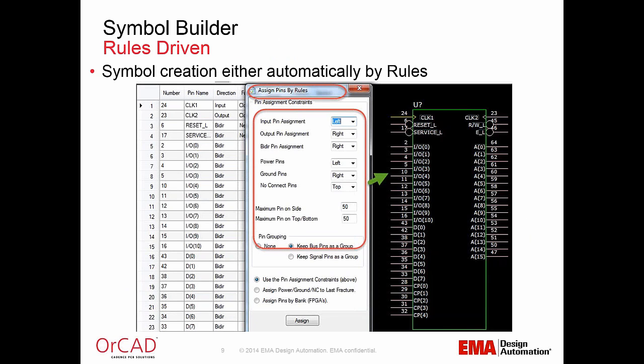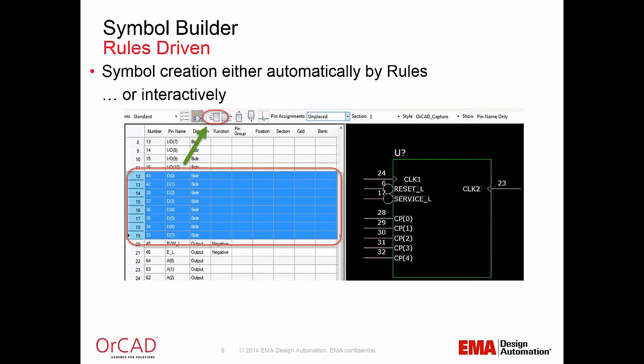With the click of a button, symbols can be created automatically from the table by using placement rules, or interactively by selecting data in the table and placing pins using the position icons of, for example, left, right, top, bottom. That would be this icon set across the top here, or drag and drop. So in this example, selecting the data bus and then clicking the icon to place the pins on the left, it will position all those pins on the left side.